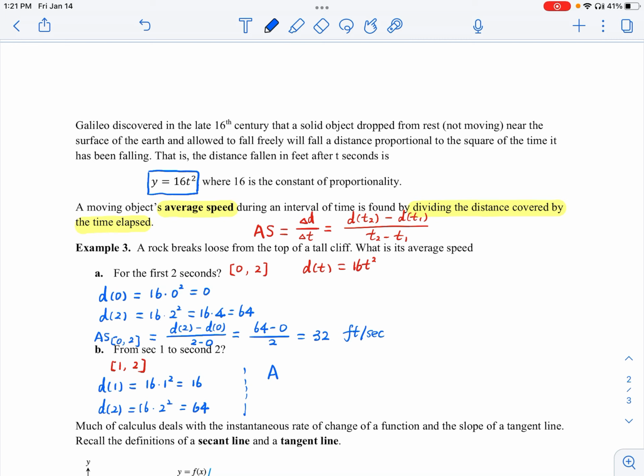So the average speed on the interval 1 to 2, or from second 1 to second 2, should be distance at time 2 minus distance at time 1 divided by the difference in time, 2 minus 1. 64 minus 16 divided by 1, which is 48 feet per second. Okay, that's how we find the average speed. Average speed is a special case of average rate of change.